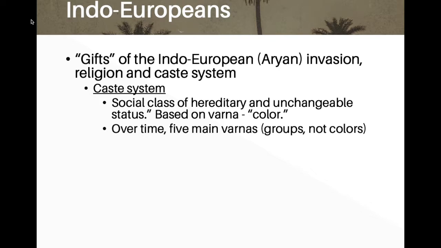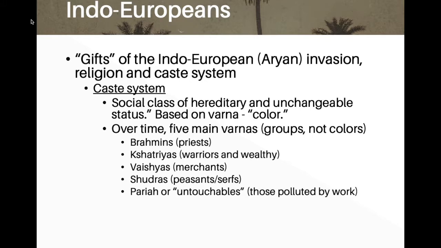So over time, there were 5 main Varnas. Now it's considered groups, not colors. So 5 main Varnas. And on the screen there, you see the breakdown of the Varnas. We have the Brahmins, which you may have heard of. These were the priests and the scholars.